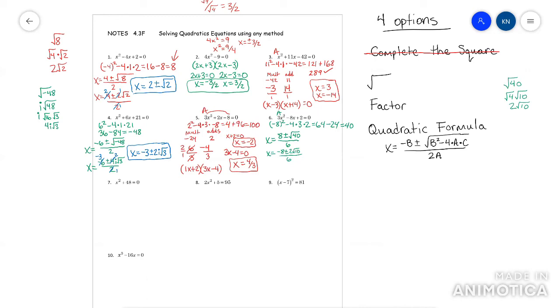And then again, I have to reduce all of these numbers because they're all divisible by 2. So divide them all by 2. And you get your answer of x equals -4 plus or minus 1 root 10, or you can just put root 10, all over 3.